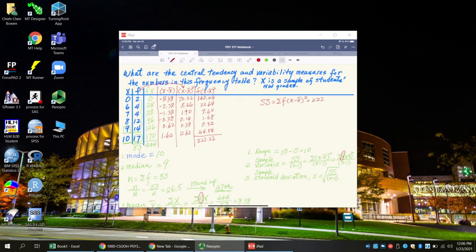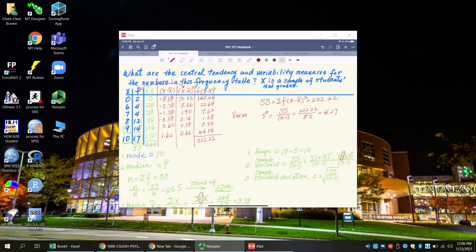Variance is s squared. That's variance. Variance is sum of squares divided by n minus 1. So 222.22 divided by n, which is 53. 53 minus 1 is 52. The answer here is 4.27. So that is our variance.